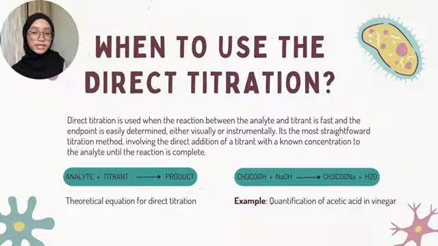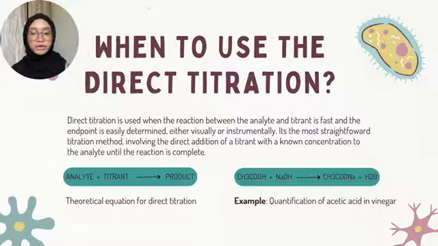So, when to use direct titration? Direct titration is used when the reaction between the analyte and titrant is fast and the endpoint is easily determined, either visually or instrumentally. It is the most straightforward titration method, involving the direct addition of a titrant with a known concentration to the analyte until the reaction is complete.